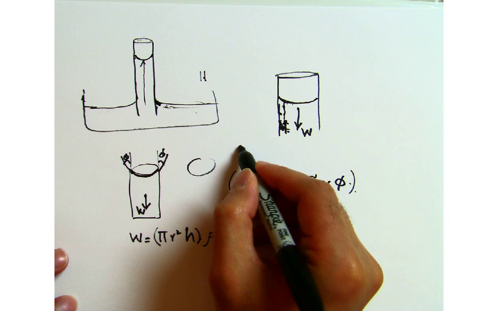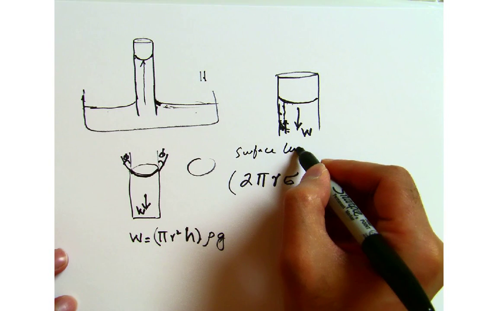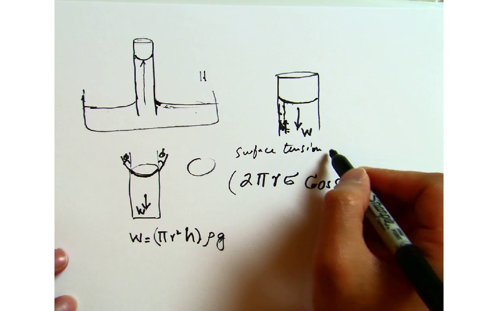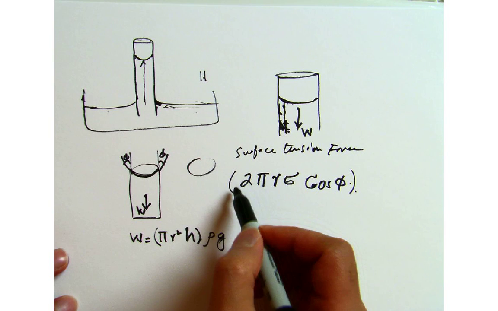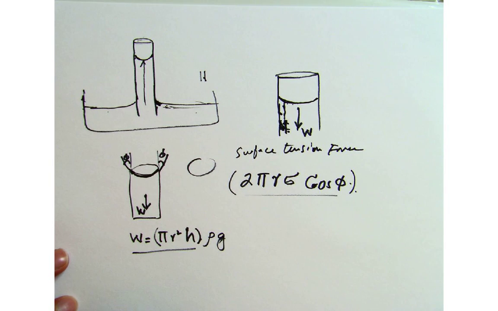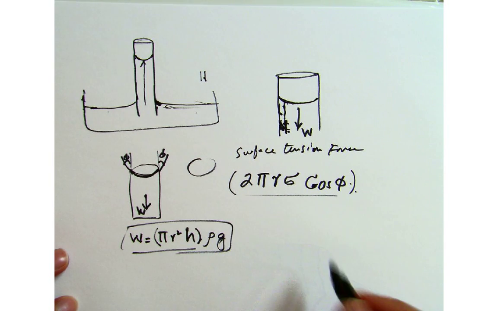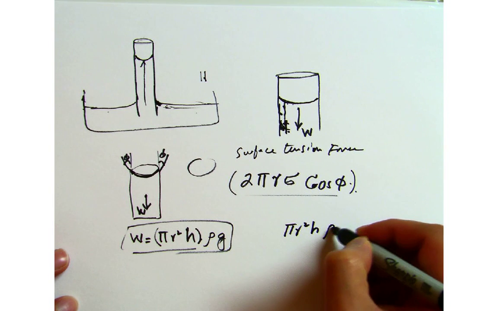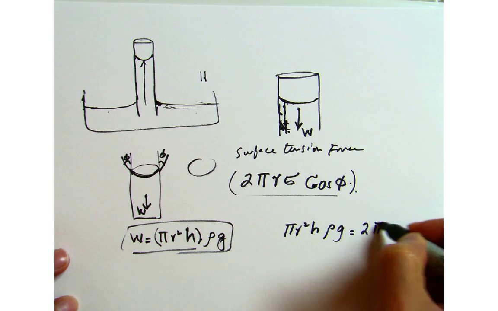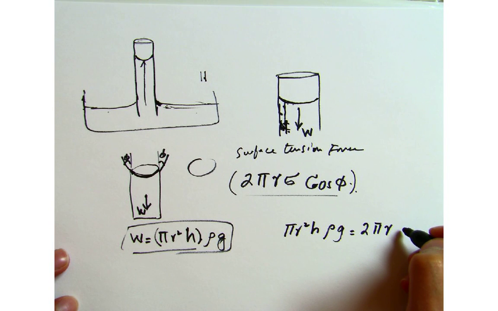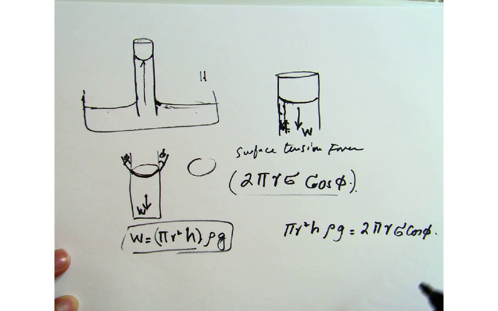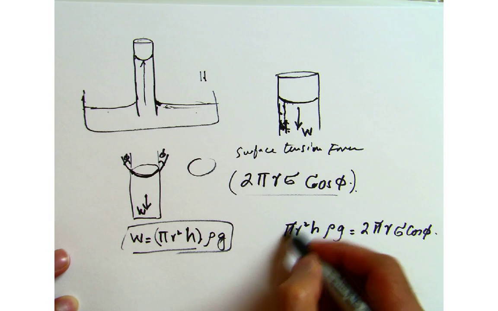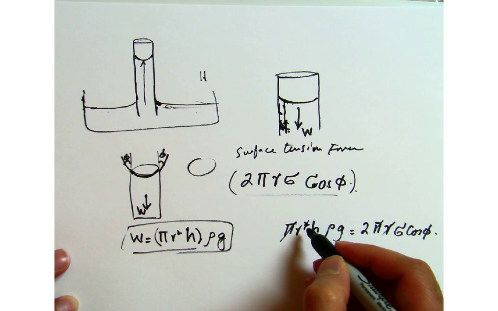Okay, so this is your surface tension force. In other words, this is basically balancing the weight over here. So now if I write this out, it will be pi r squared h rho g equals 2 pi r sigma times cosine of phi. Okay, so pi cancels out with this pi, and r cancels out with one of the r's in r squared.